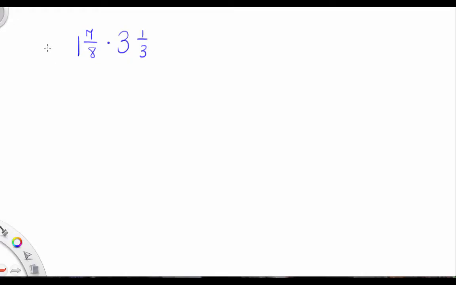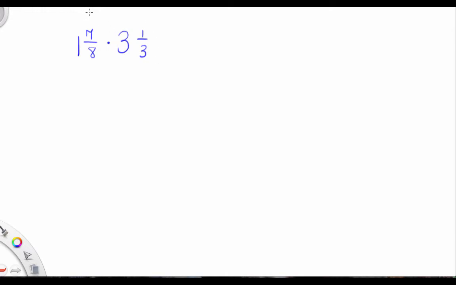We're going to do the example together, 1 7/8 times 3 1/3. So what I was saying in the last slide is that we can't just do 1 times 3 and get 3, and then 7/8 times 1/3. We have to treat these as complete numbers. 1 7/8 is a mixed number. It is one number together. 3 1/3 is a mixed number. It is one number together.